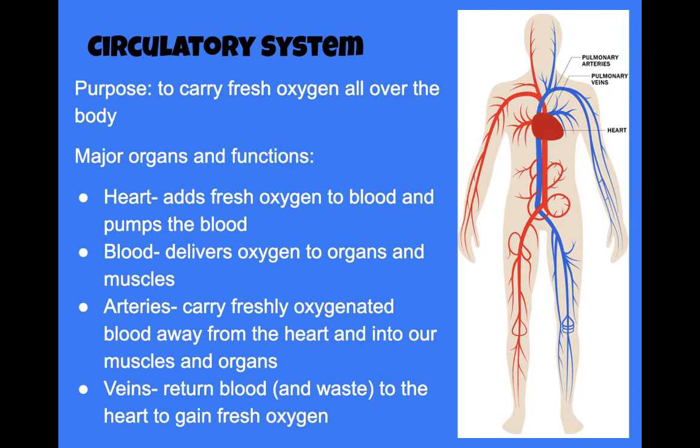The purpose of the circulatory system is to carry fresh oxygen all over the body. We need oxygen to live, not just for breathing purposes, but for our brain to keep going. And we got to get that oxygen up to the brain. We've got to get it to our muscles and other parts. So the major organs and functions in the circulatory system, obviously the heart adds fresh oxygen to the blood and pumps the blood. The blood delivers oxygen to the organs and the muscles.